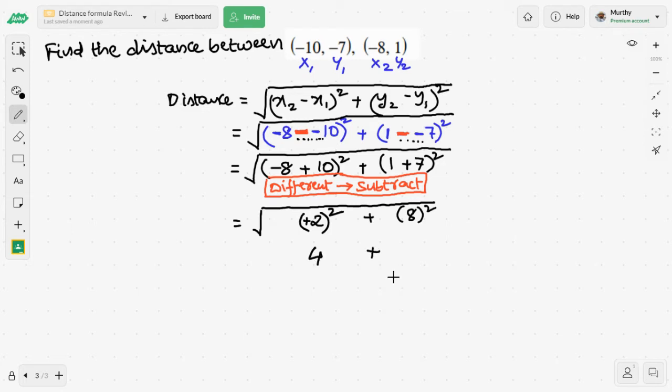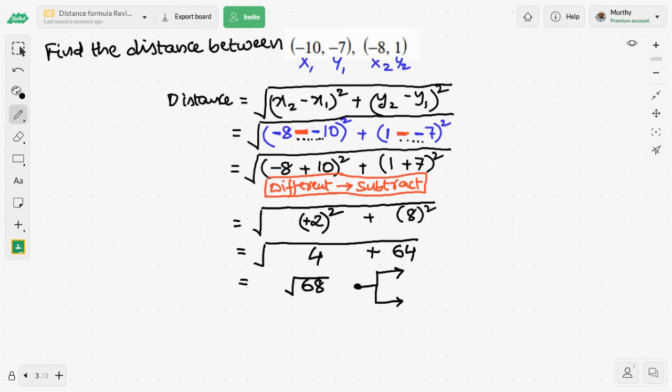8 square, it is not 8 times 2, it is 8 times 8. That gives me 64, right? Then 4 plus 64, again it is 68, square root of 68. Again, do we have to convert this one into decimals? Means there are two options. One is you can express as a decimal. Let me grab my calculator.